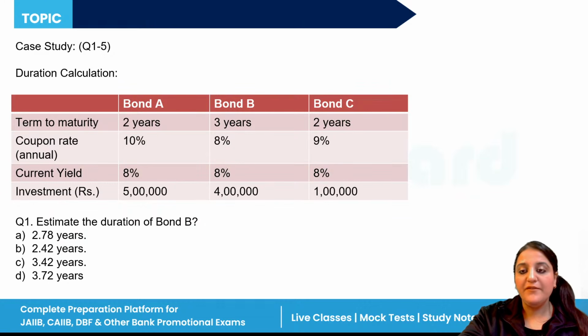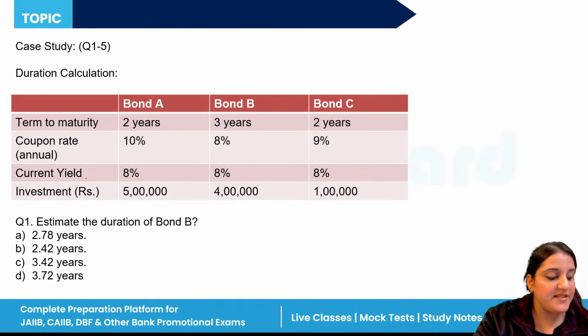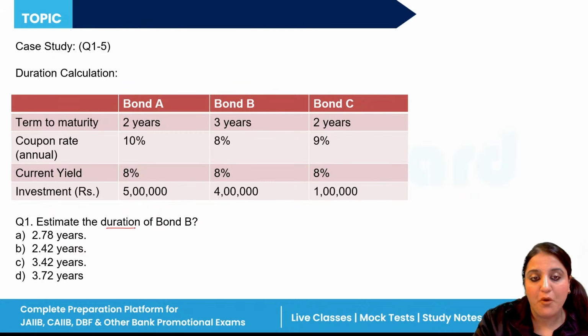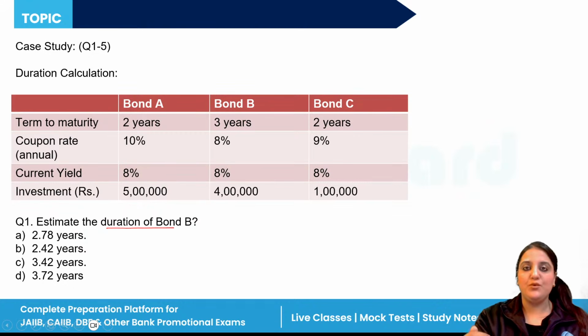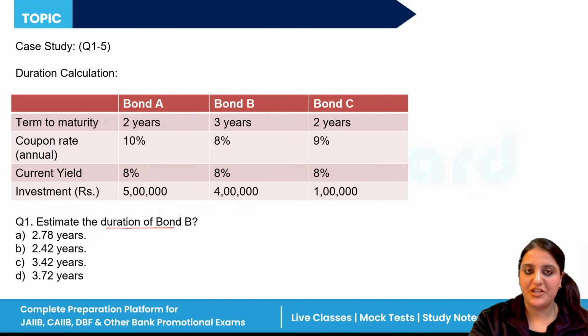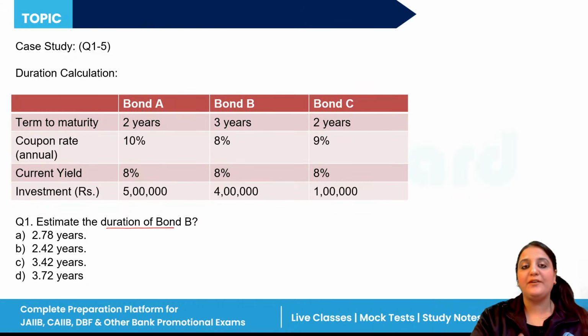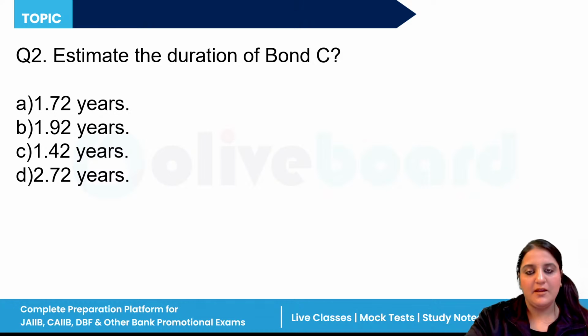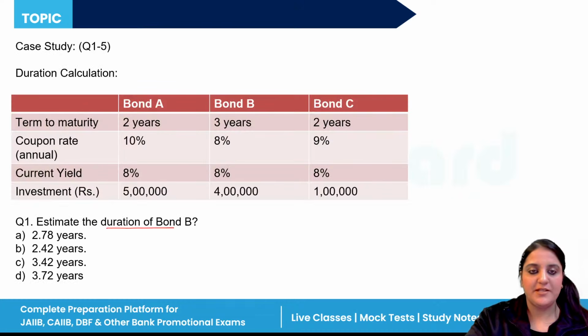See, here we have been asked to estimate the duration of bond B. So let me tell you how to calculate the duration of a particular bond. I am telling you about bond B. You have to calculate for bond C in the next question. See, here we have given term to maturity for bond B as 3 years, coupon rate is 8%, current yield is 8%, and investment is 4 lakh.